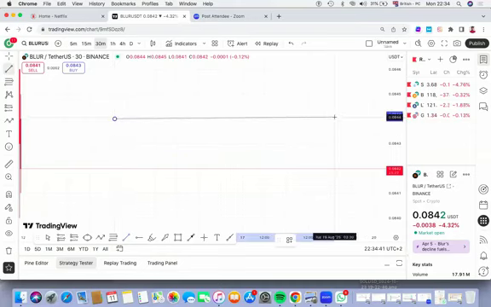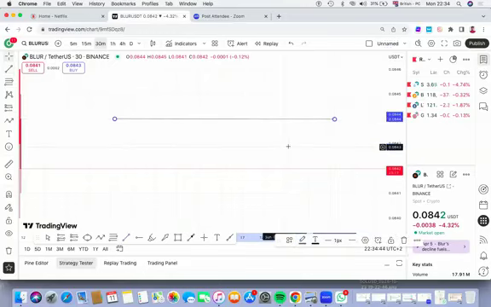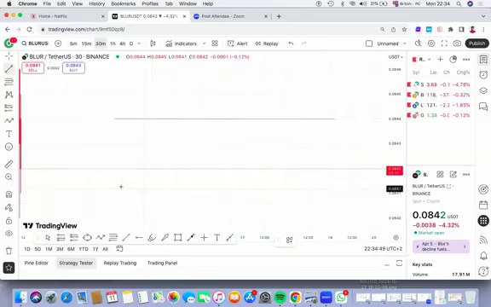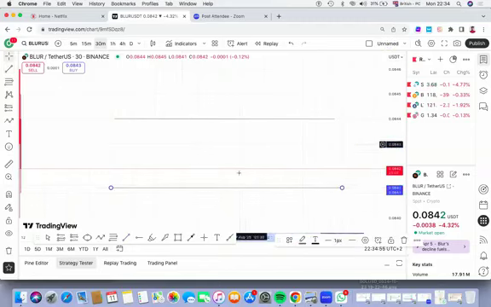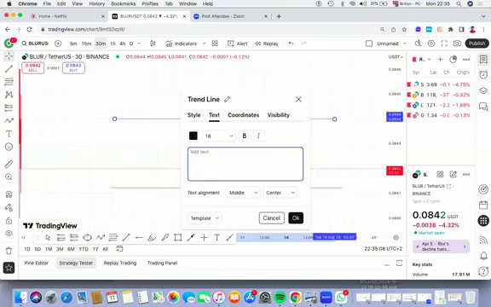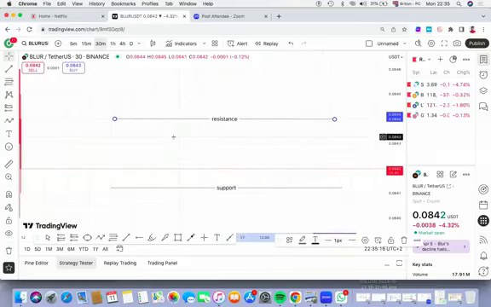So you have a resistance line on your upside, and you have your support on the downside. So this is your support. And this is your resistance. And this is our price chart.